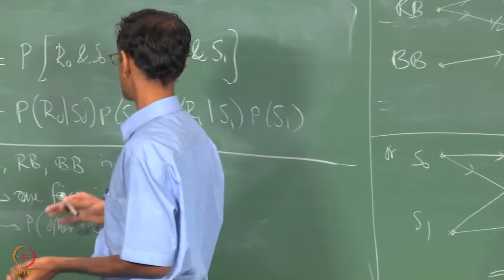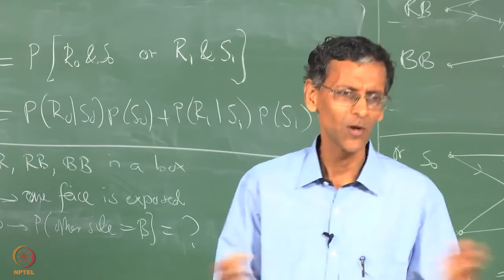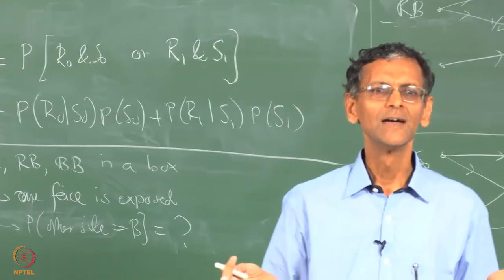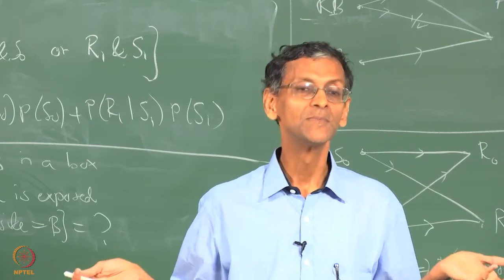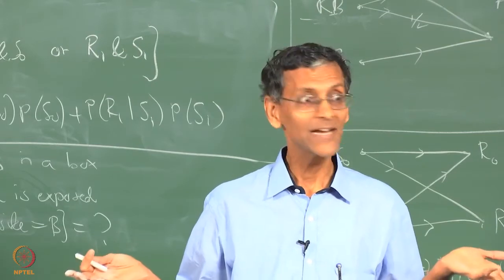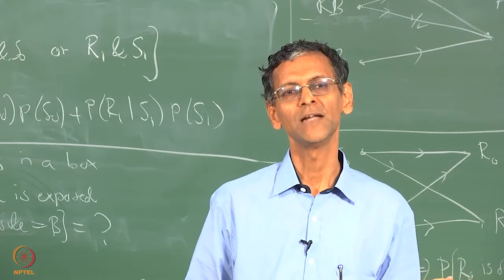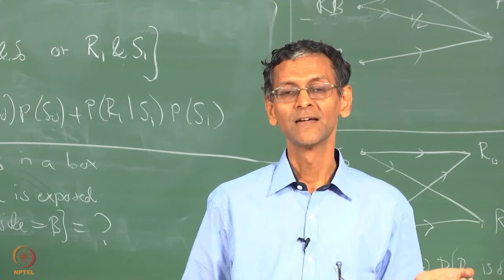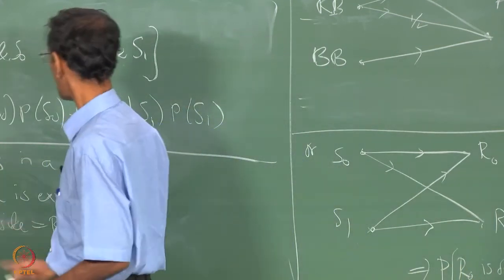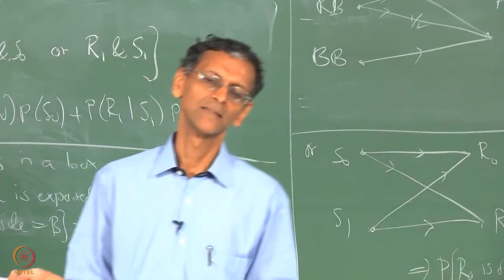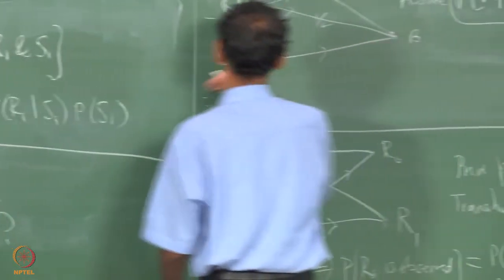What would you say is the answer here? I'm sure many of you have already worked it out, but if you said half, it's not the right answer. What is the right answer? 1 by 3. That might look counterintuitive, but it is. That means that if you see R, you are more likely to have picked RR. But anyway, let's do the whole thing out.